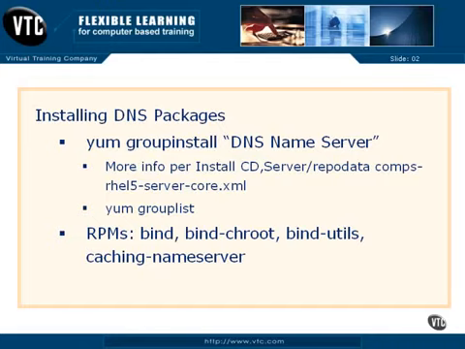An organized list of package groups is available in the comps-rhl5-server-core.xml file in the noted subdirectory of the first installation CD. Or more simply, just run the yum group list command. That'll give you a full list of available Red Hat package groups.